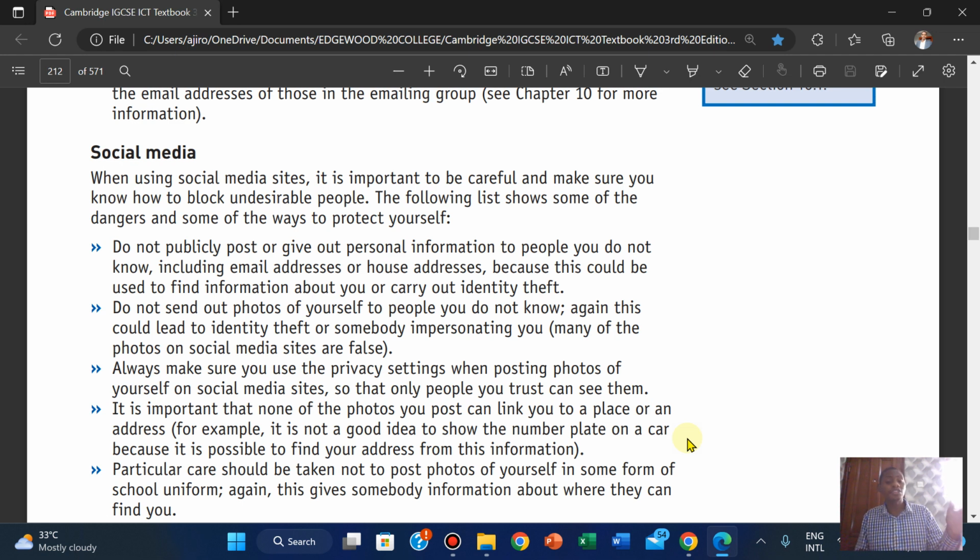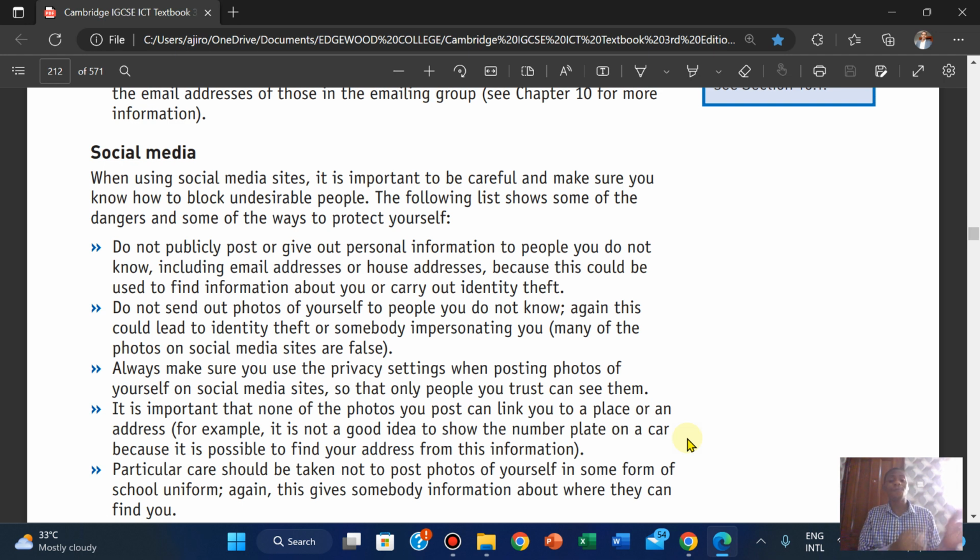Many of the photos on social media sites are false. In fact, people, the so-called Yahoo boys and Yahoo girls or whatever, use pictures of models on social media. They impersonate a lot of pictures. And if you're not careful, you could fall victim, thinking you are chatting with that person, not knowing that someone is just impersonating the person.